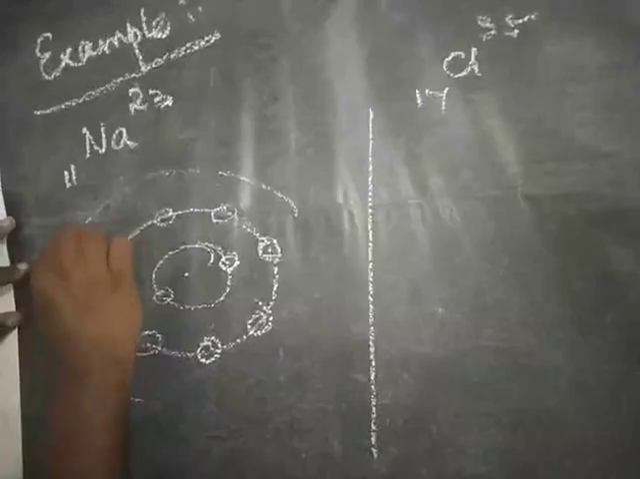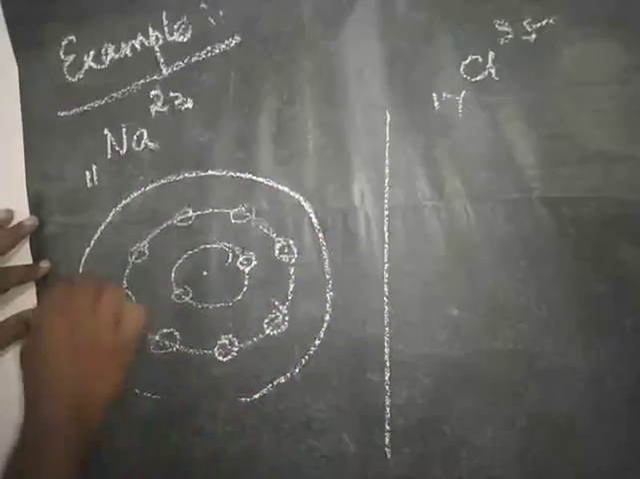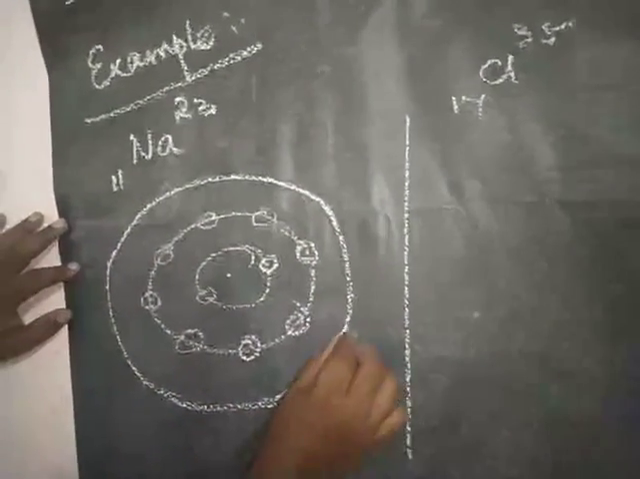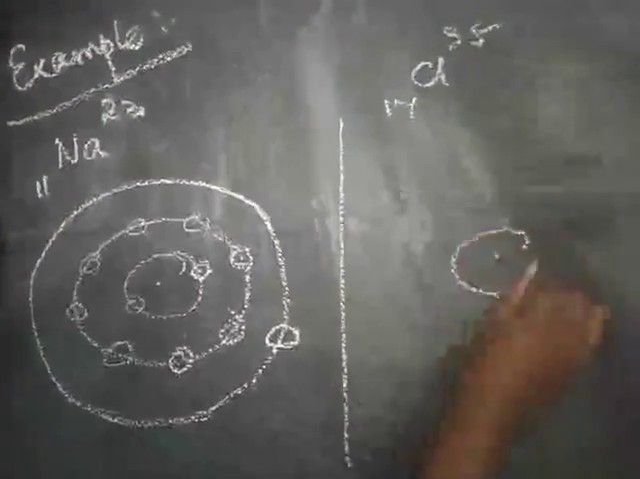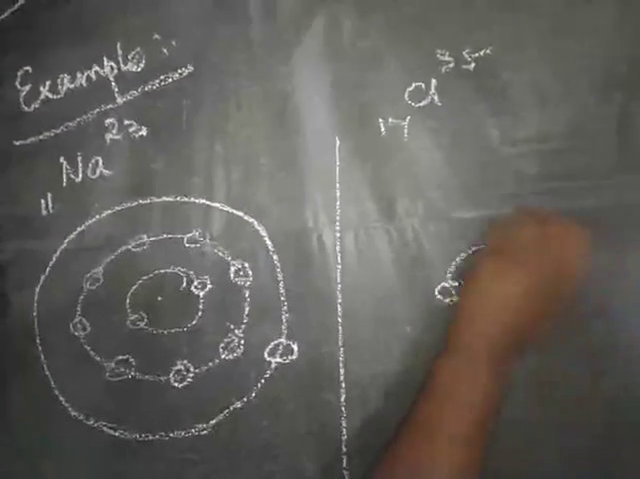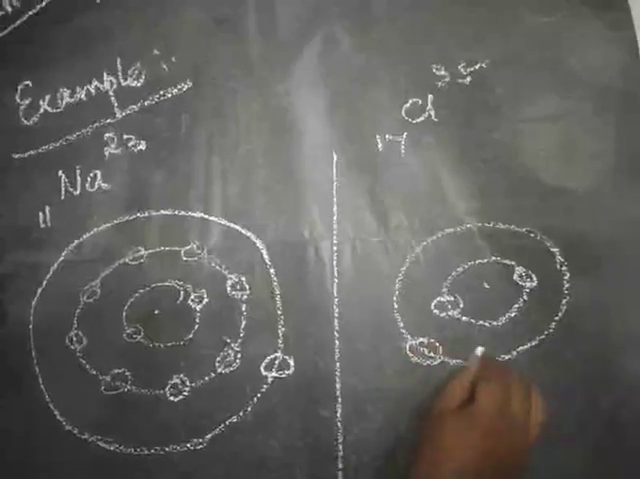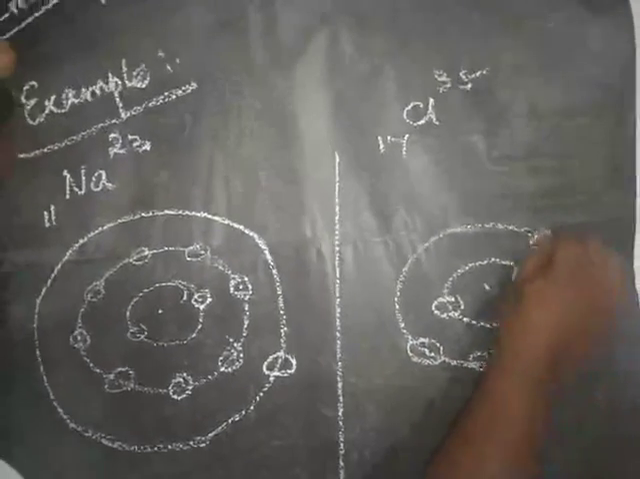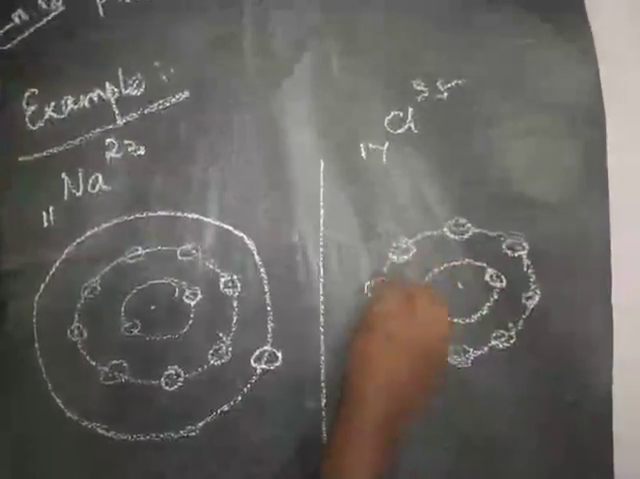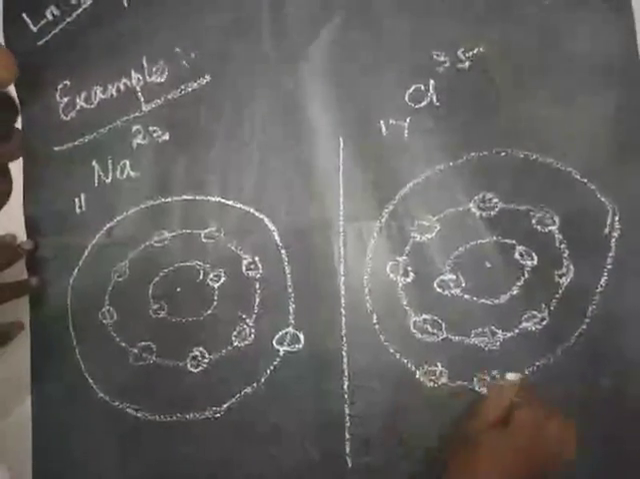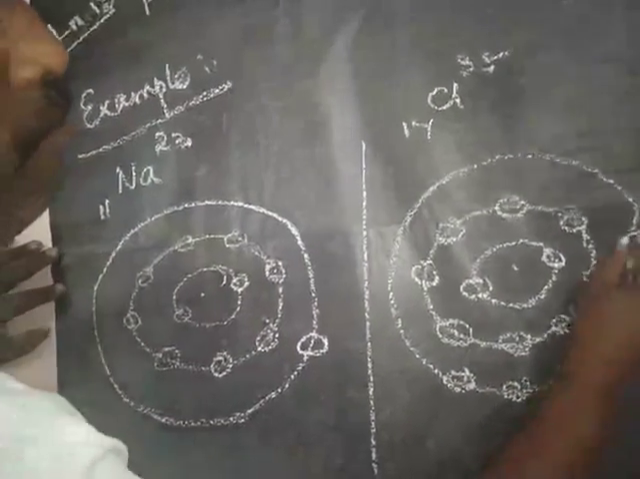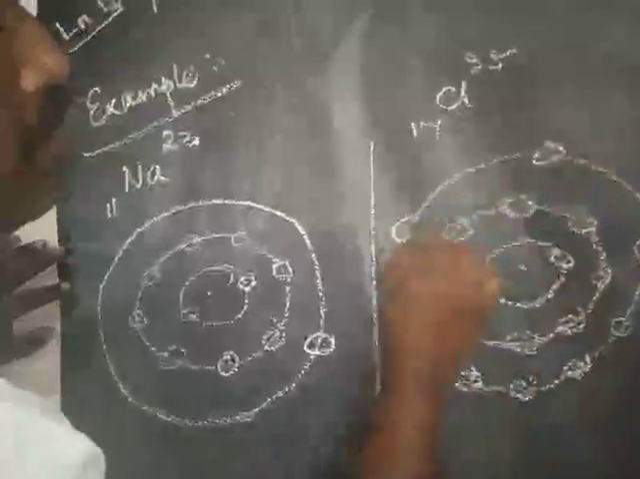Outermost shell, how many electrons? 1 electron. Outermost shell, 1 electron. The same way here, the chlorine atom: 2 electrons, then here 1, 2, 3, 4, 5, 6, 7, 8. Okay, the last one, 1, 2, 3, 4, 5, 6, 7.